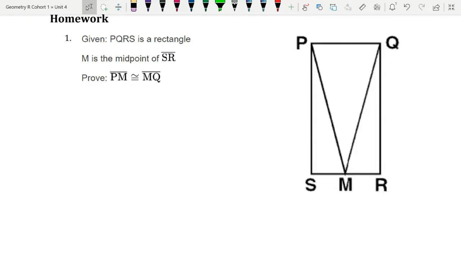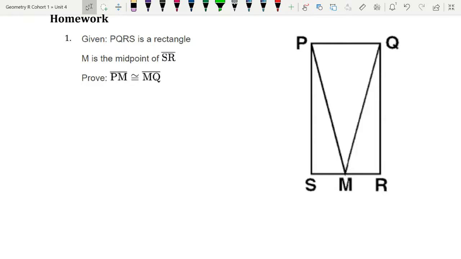PQRS is a rectangle. By knowing it's a rectangle, I know a lot about this shape. I know it's a parallelogram, so all 5 parallelogram properties are true. I also know that the angles are all the same size. They're all 90-degree angles. They're all congruent, right? I also know if there were diagonals that they'd be congruent, but this picture does not have diagonals.